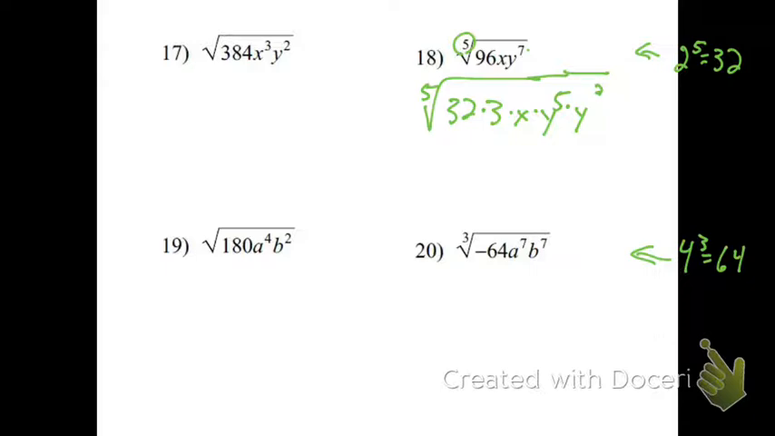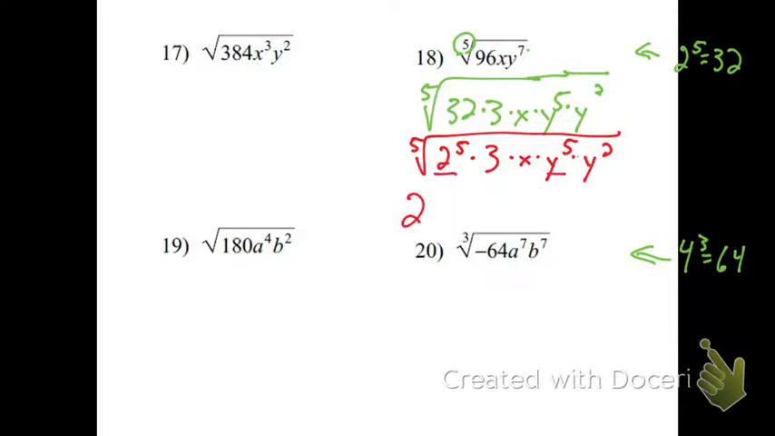All right, so this is the same thing as the 5th root of 2 to the 5th times 3 times x times y to the 5th times y squared. Then I have 2 when you bring this out, and then y. Those are the only two things that come out. And then it would be the 5th root of 3xy squared, because those things you can't take the 5th root of.